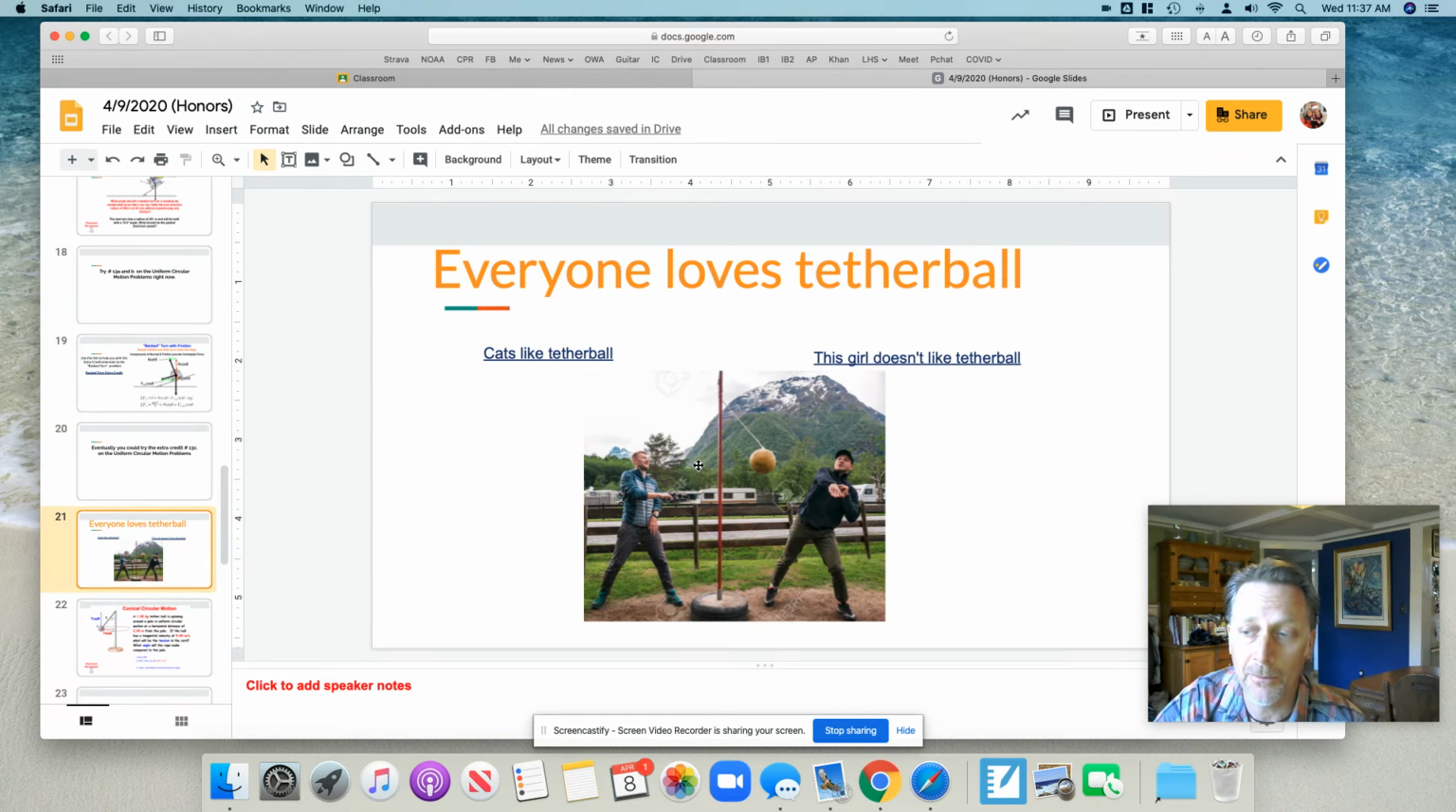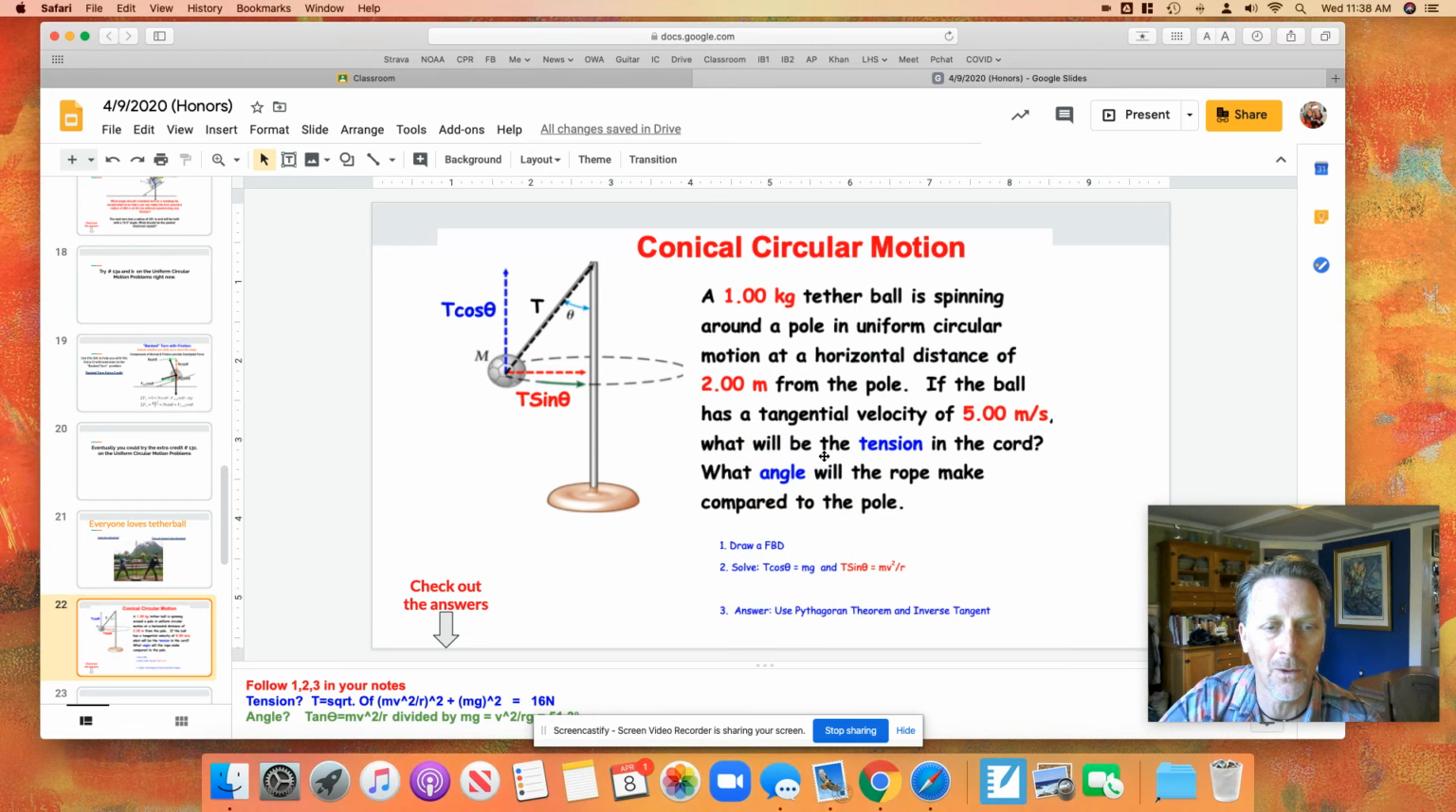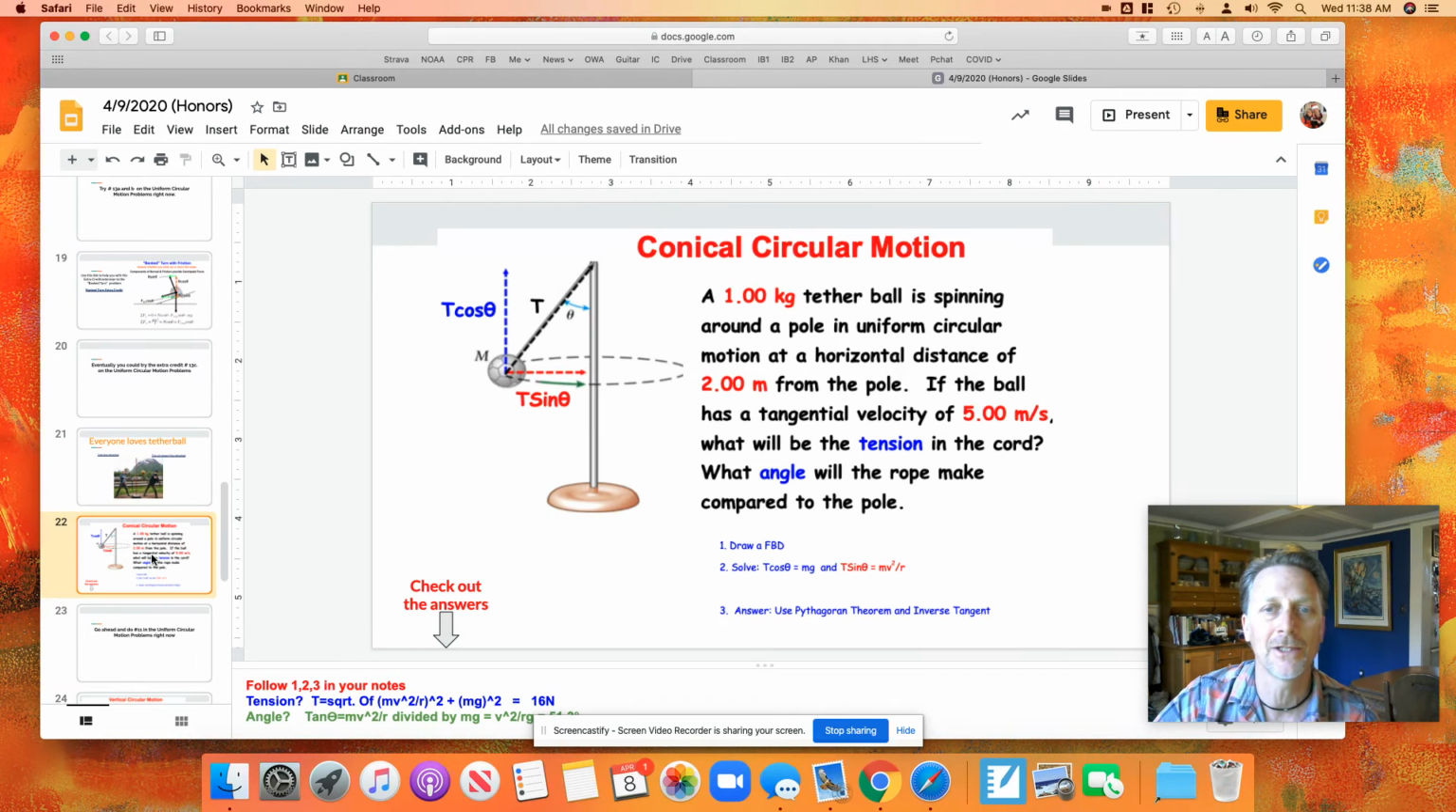Next one, tetherball. This is a situation in physics that we look at called a conical circular motion situation. A couple fun videos to watch. And then you want to check out this situation here with the conical pendulum. Just like tetherball goes around, you're going to look at the components of the tension. I could look at this cosine and the sine components and realize that the horizontal sine component is actually equal to the mv squared over r, or the net centripetal force that's keeping it in a circle. And the vertical component right here is equal to mg, or the weight.